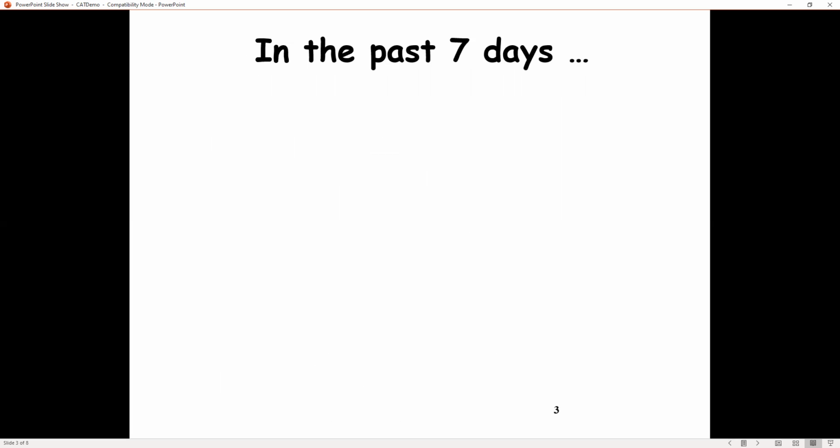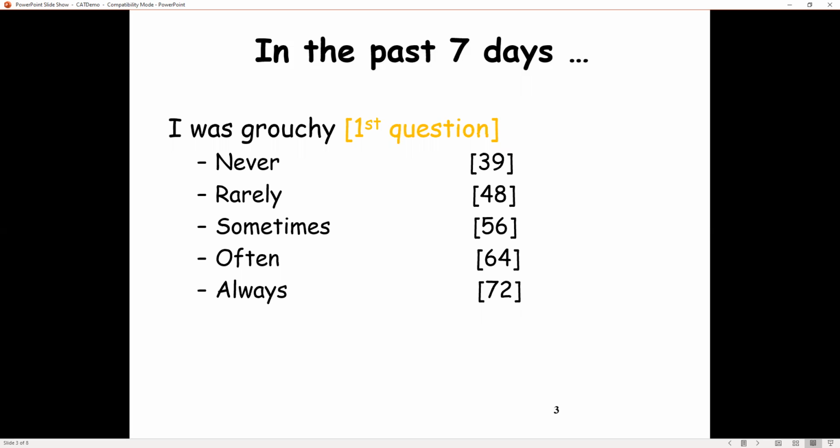This is actually the first question you'd be asked if you did a computer adaptive test with the anger scale in PROMIS. It asks, in the past 7 days, I was grouchy. That's the first question. And then you have the response choices shown on the left here: never, rarely, sometimes, often, and always. So you can think about what your response might be. What I have on the right in brackets, you wouldn't see. That's hidden underneath the program, but I'm showing that to you so you get a sense for what the computer adaptive test is doing.